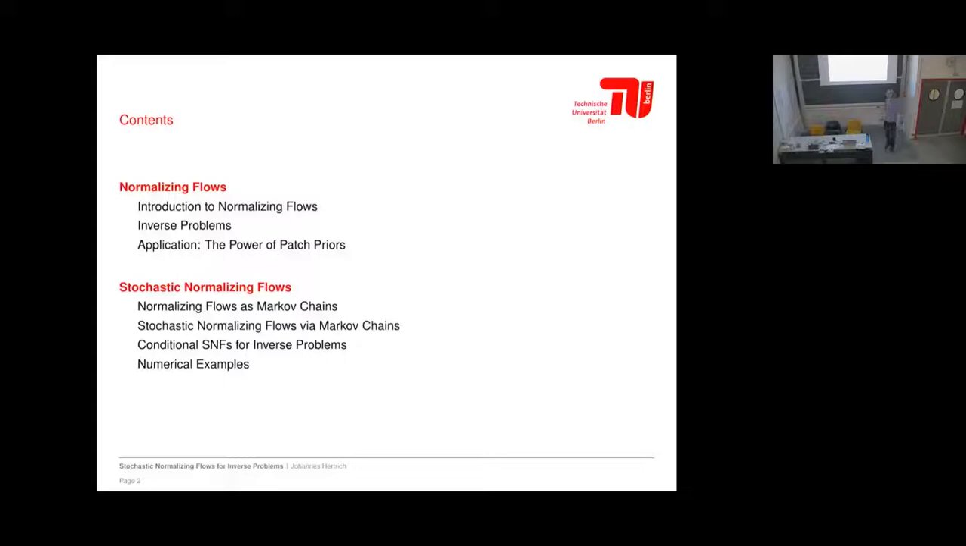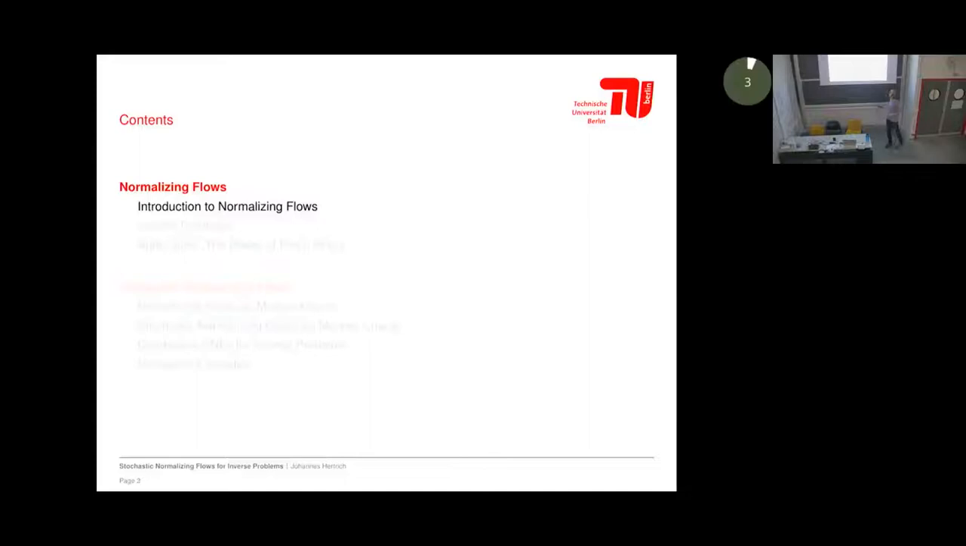In the second block of the talk, I will talk about stochastic normalizing flows. For this, we will first represent normalizing flows as Markov chains. Then we will see how stochasticity comes into play, and we will again generalize this for inverse problems. And finally, I will show some numerical examples. So let's start with normalizing flows.